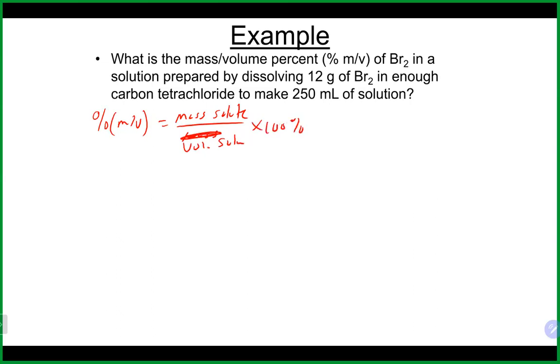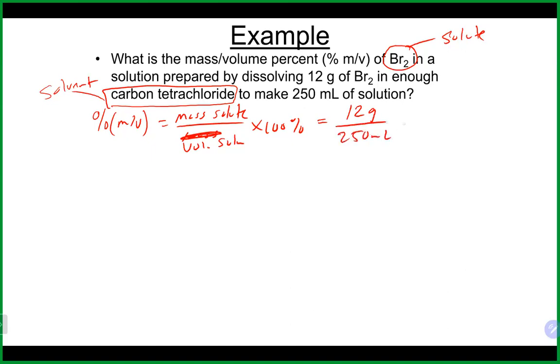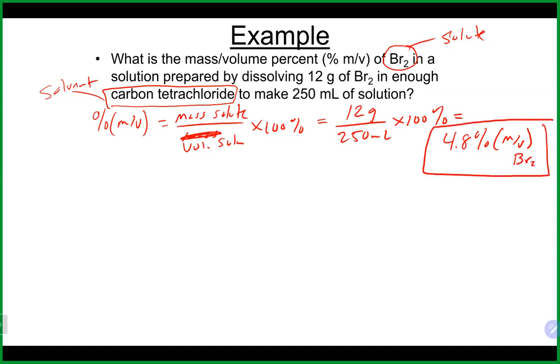In this case, our solute is the Br2. Our solvent is actually carbon tetrachloride. So basically, we have everything we need. We have the solute, which is 12 grams, divided by the volume of our solution, which is 250. And that will get us 4.8%. That usually would be written as M/V, and you would go Br2 in that case. Any question on that one here?